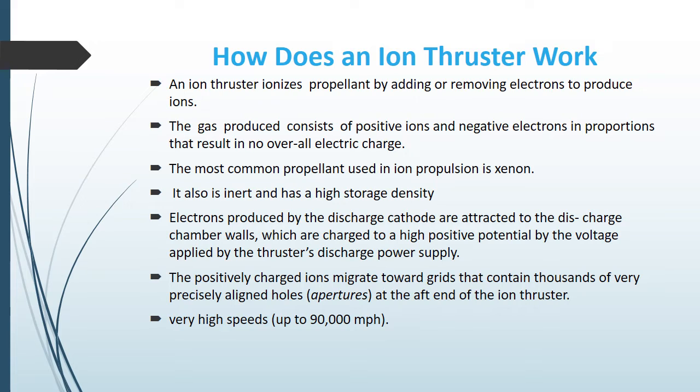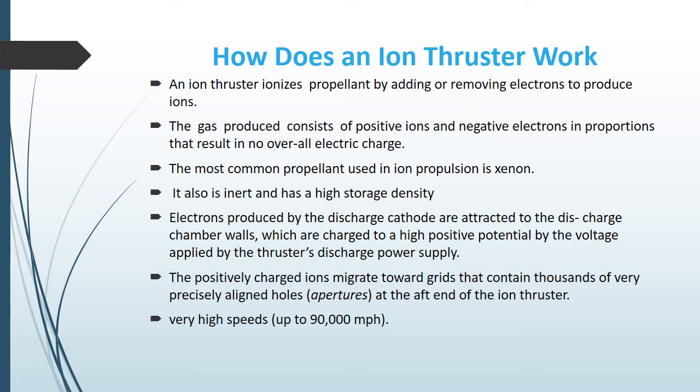The most common propellant used in ion propulsion is xenon, which is easily ionized and has a high atomic mass, thus generating a desirable level of thrust when ions are accelerated. It is also inert and has a high storage density. Therefore, it is well suited for storing on a spacecraft.